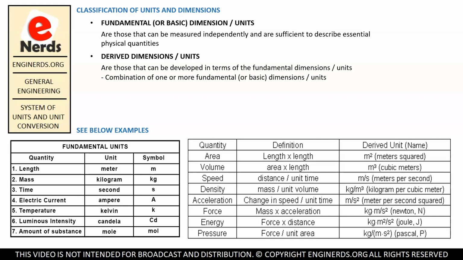For example, let's talk about speed. In speed, you can see we have here distance and unit time, which is expressed in meters per second. Okay? So as you can see, nag-combine tayo ng dalawang fundamental units here. So we combine yung length and time. And that's what we mean by derived dimensions. We are combining one or more fundamental units to express another quantity or property.